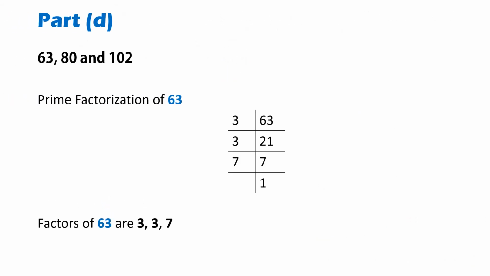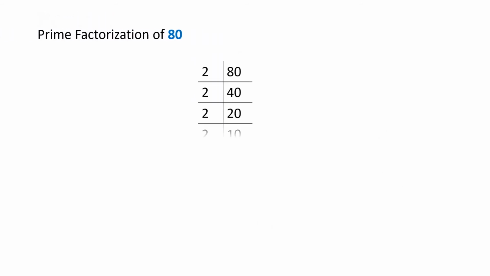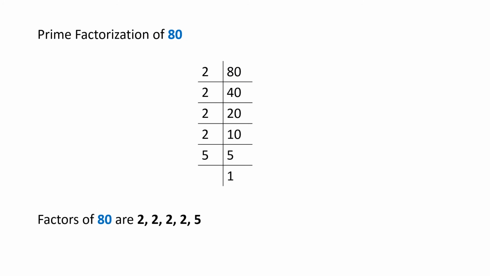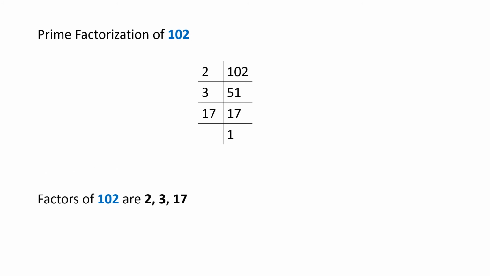Part D. By the prime factorization of 63, we have factors of 63, that are 3, 3, 7. By the prime factorization of 80, we have factors of 80, that are 2, 2, 2, 2, 5. By the prime factorization of 102, we have factors of 102, that are 2, 3, 17.